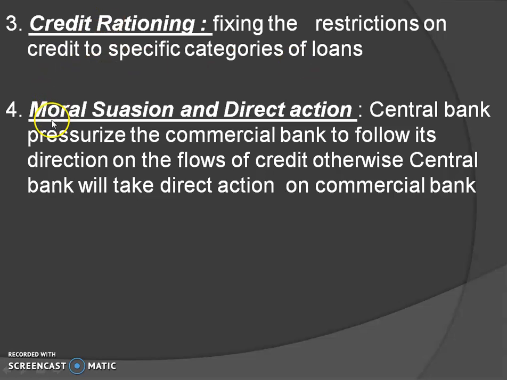Then the fourth one, moral suasion and direct action. The central bank persuades the commercial banks to follow its directions on the flow of credit. Otherwise, central bank will take direct action on commercial banks. So these are the measures that are taken by the central government to control excess demand and deficit demand.